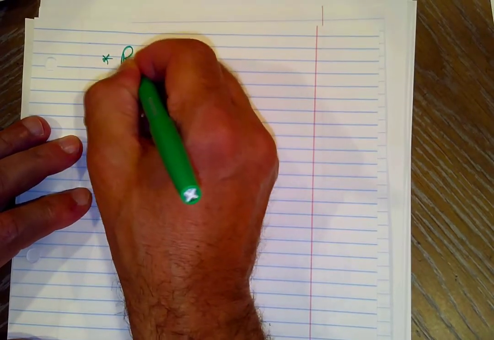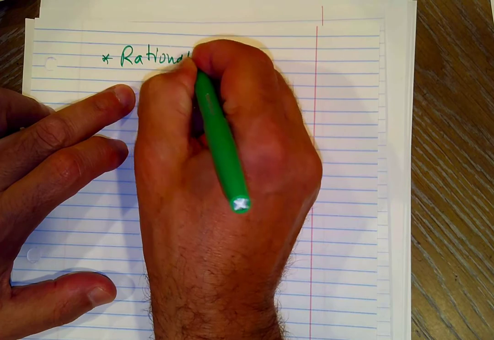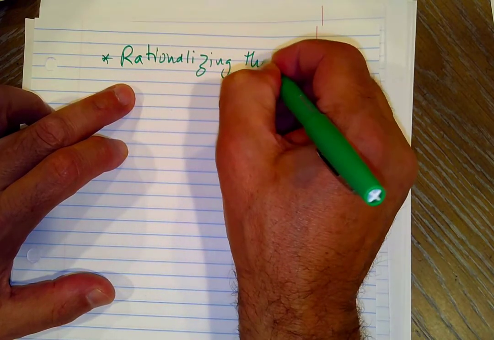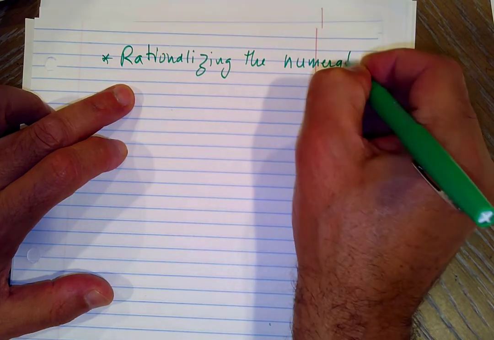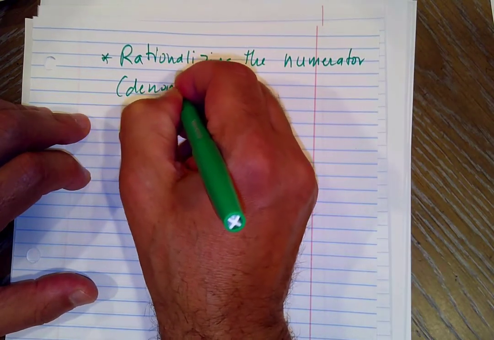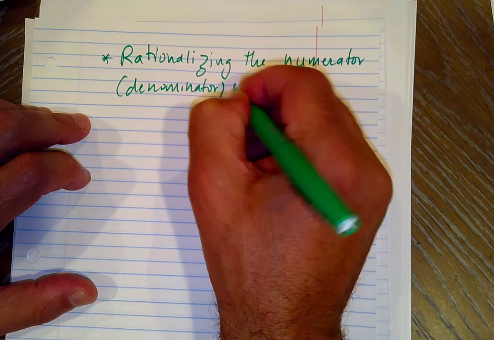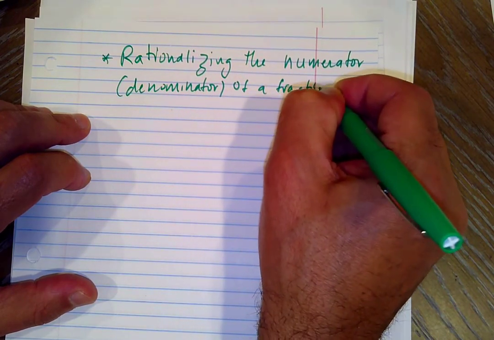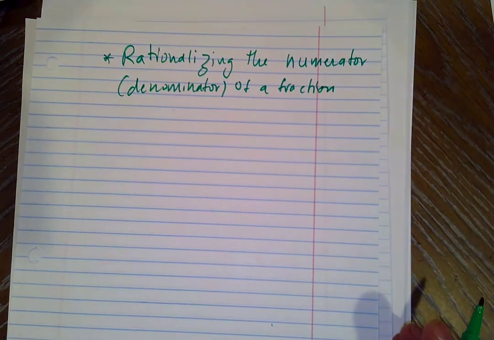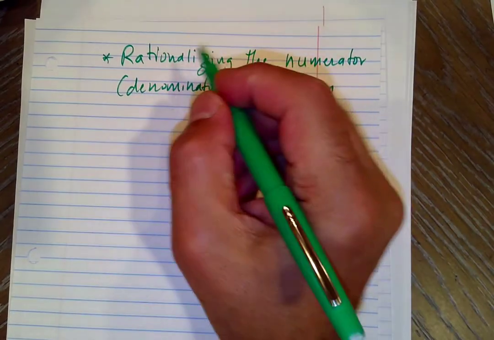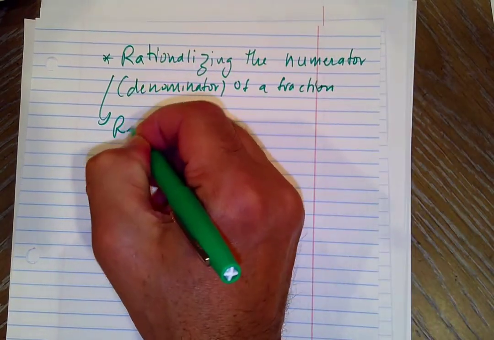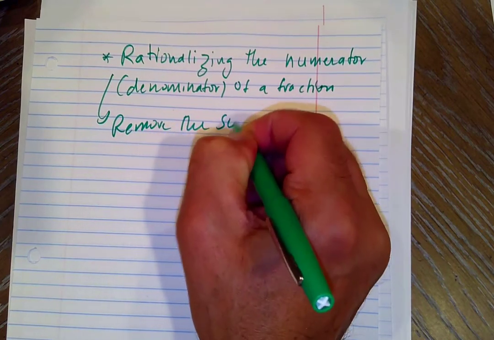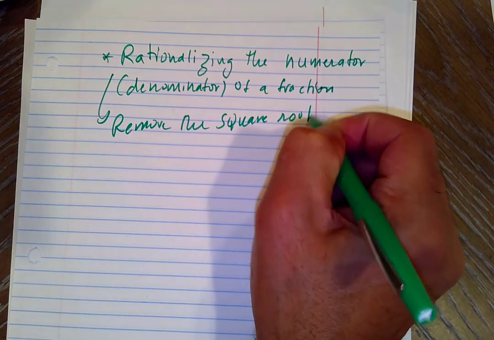Finally, in this section, I want to review rationalizing the numerator or denominator of a fraction. In calculus, we need to do that, so to do limits, which is hard to explain right now. But to rationalize a denominator, that means you want to remove the square root from the denominator, or numerator.